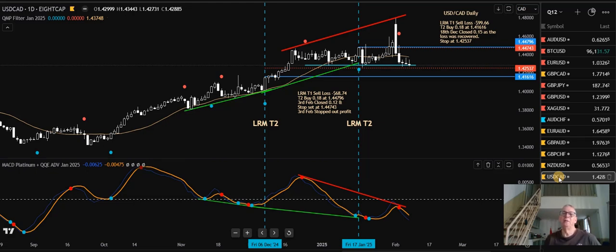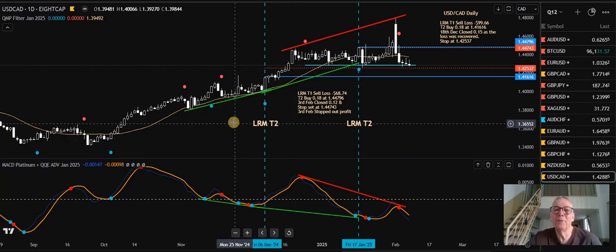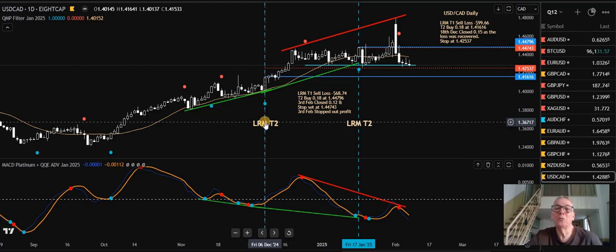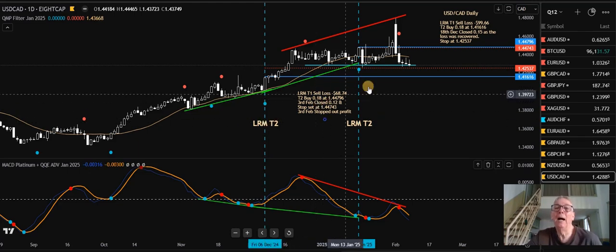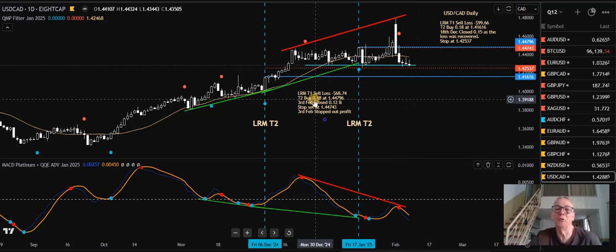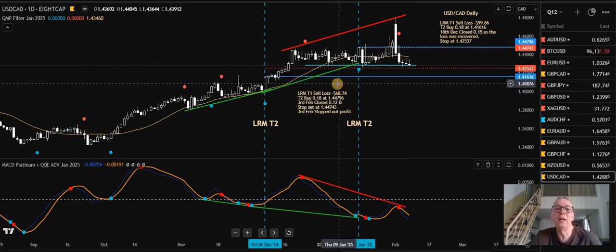USD CAD. Now, isn't this an ugly chart? I laugh every time I mention this pair, but we haven't lost, which is good. We're still in this loss recovery buy trade here, which is this one here. Stop in place there. We're very close to it. We can't lose on that trade. Took another trade here. This is this one here.